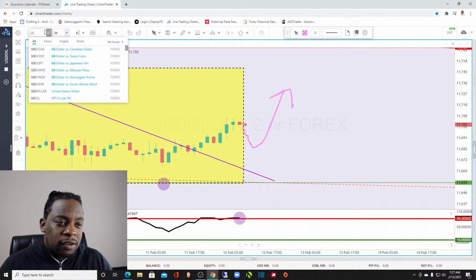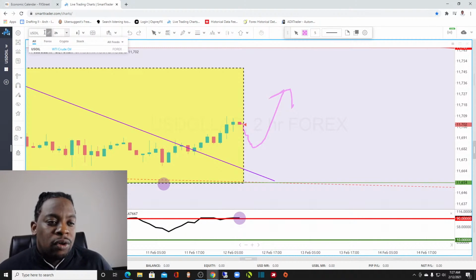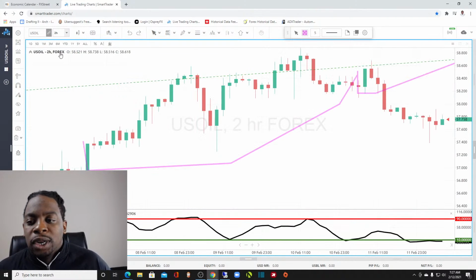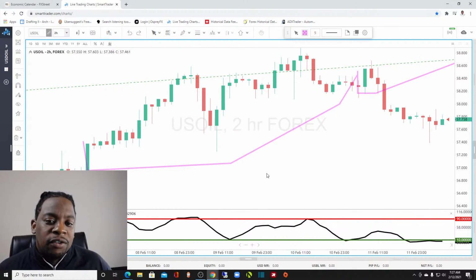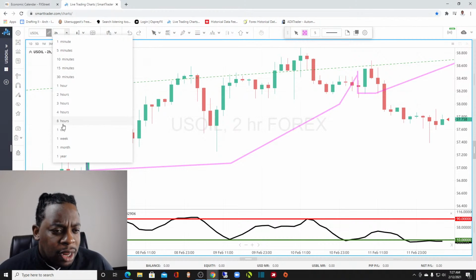So U.S. dollar is considered to be short-term bullish. Obviously, we know that it's long-term bearish. We've been talking about that for weeks, but it is short-term bullish. I'm looking at being able to get in from there.